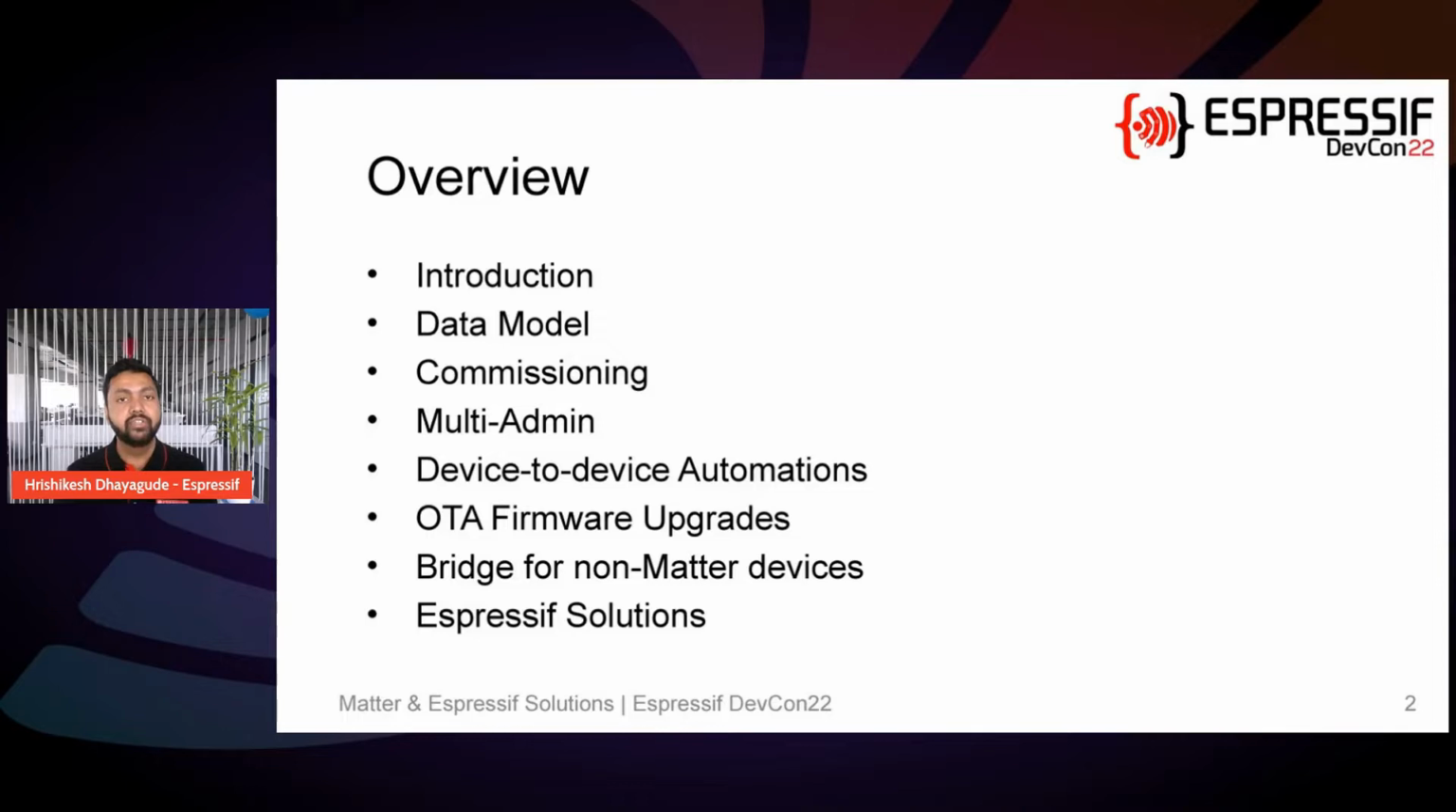Multi-admin is the way through which a single device can be a part of multiple Matter ecosystems, in a way, fabrics at the same time. Then we'll talk about device-to-device automations, an interesting concept in Matter that facilitates seamless communication between devices. After that, we'll talk about OTA firmware upgrades for Matter. This will be followed by bridges for non-Matter devices. And finally, we'll talk about Espressif solutions for Matter. So, let's get going.